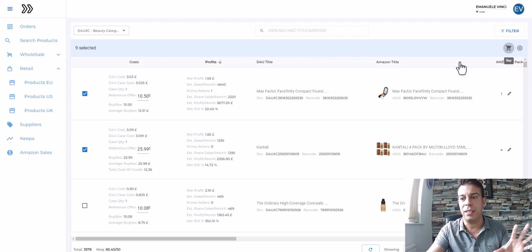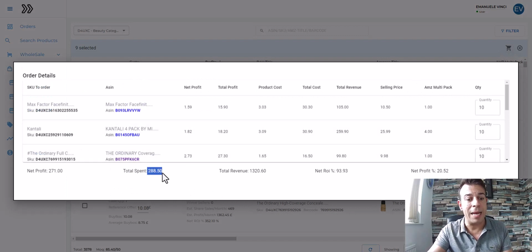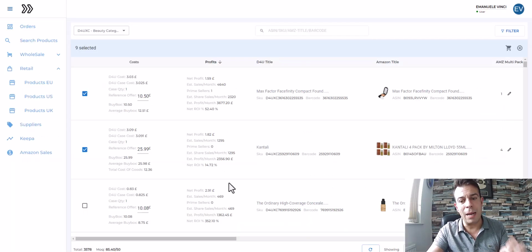I'm just testing 10 of each of these products, where I'm going to be spending £288 and I should be making £271 back in profit, with a 20% net profit and a 93.93% net ROI. Okay, so that's what I'm talking about by maximizing your profits.